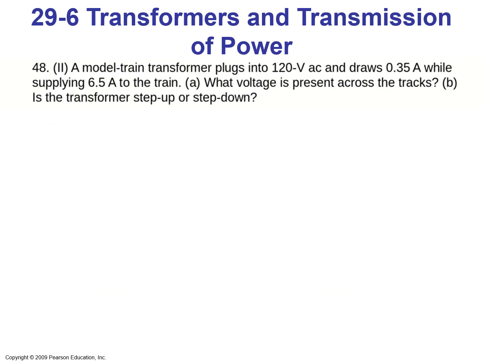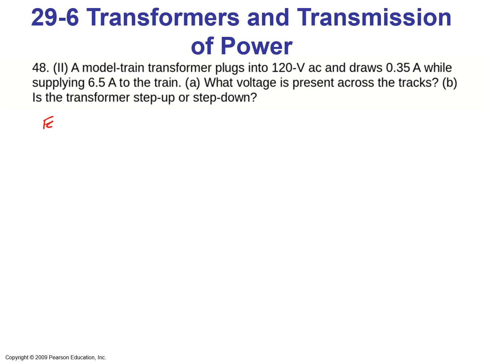Okay, let's take a look at problem 48 in the book as an example. A model train transformer plugs into 120 volt AC and draws 0.35 ampere while supplying 6.5 amp to the train. What voltage is present across the tracks? And B asks, is the transformer step up or step down?